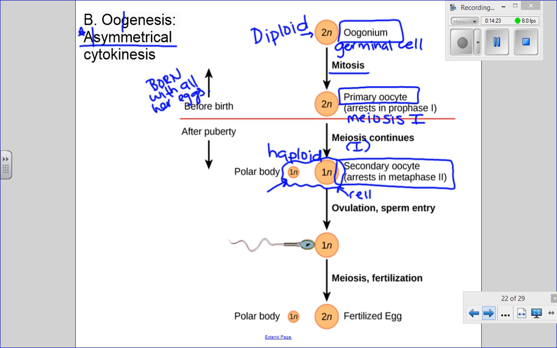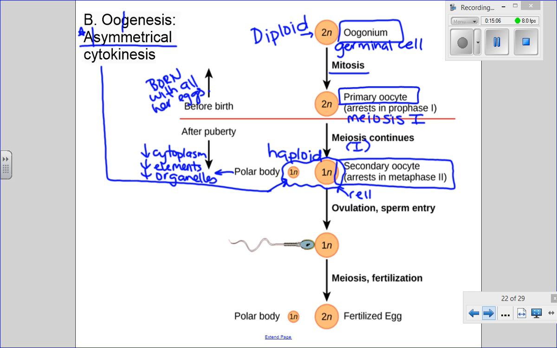This is an example of asymmetrical cytokinesis. The secondary oocyte is bigger. The polar body is much smaller. The polar body is haploid. It has half of the chromosomes. The secondary oocyte is haploid. It has half of the chromosomes. But the polar body gets much less cytoplasm. It gets less nutritional elements. It gets less of the organelles. So aside from the DNA that's being split apart, it's not really getting any of the rest of the cell.